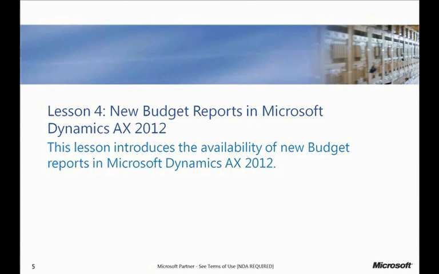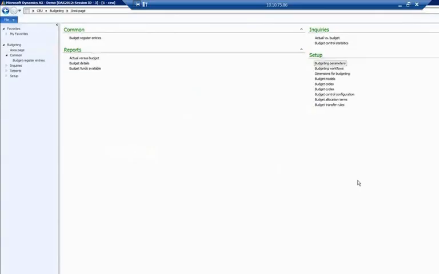The new reports added in Microsoft Dynamics AX 2012 specific to budgeting include the Budget Funds Available report, the Actual versus Budget report and inquiry, the Budget Detail report, and the Budget Control Statistics inquiry. The first report is the Budget Funds Available report. The Budget Funds Available report allows you to view each portion of the Budget Funds Available calculation, calculated as it relates to the financial dimensions that you use in budget control.